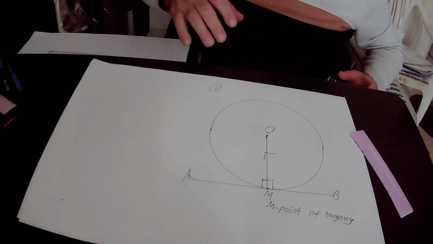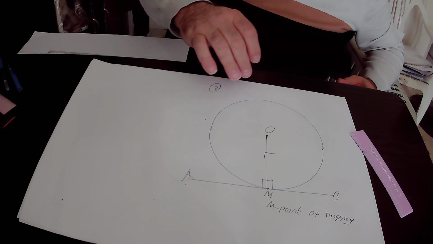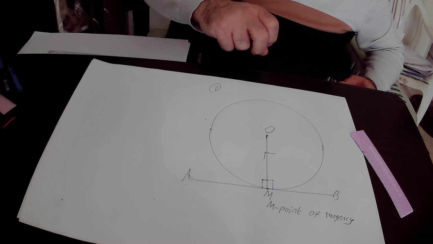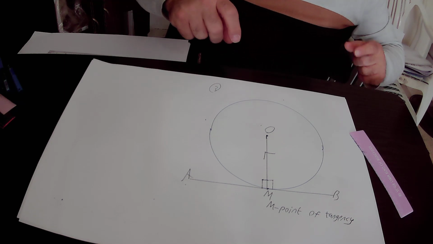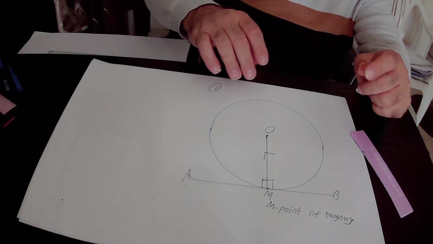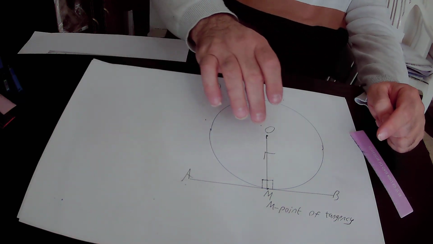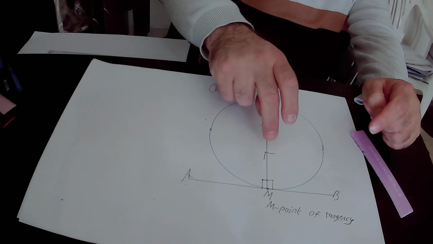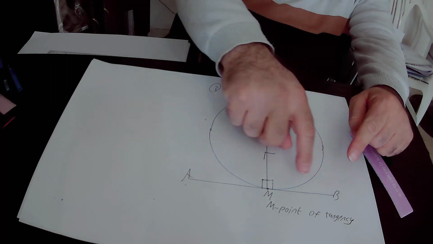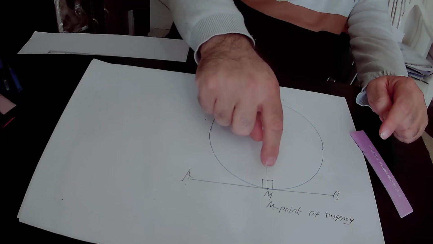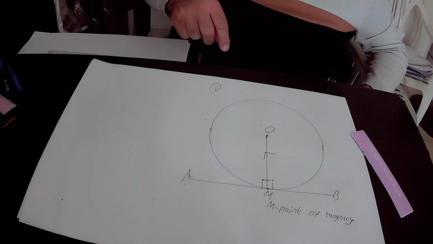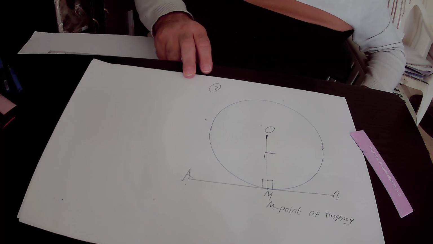Okay, so whenever you have a radius that is drawn to the point of tangency, like in this drawing, then the tangent will be perpendicular to that radius. In this case, the tangent AB is perpendicular to this radius because this radius is drawn to the point of tangency, that is to say to point M. Therefore, this angle equals 90 degrees, and this angle also equals 90 degrees. Okay, so that is actually rule number 2.